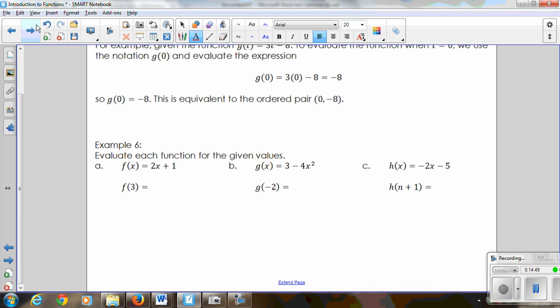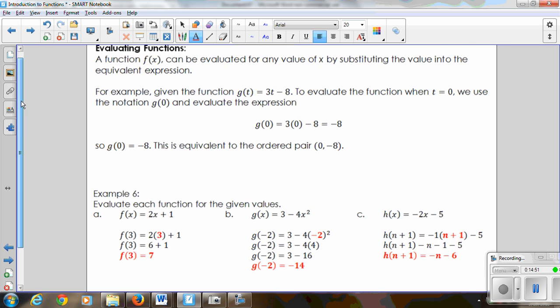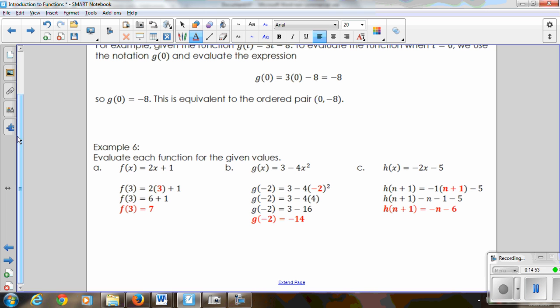Okay. So if you've done it correctly, when you evaluate f of x with a 3, so f of 3, we're replacing the x with a 3, and we end up with 6 plus 1 is equal to 7. So the ordered pair (3, 7) would be a solution to this equation, or to this function.